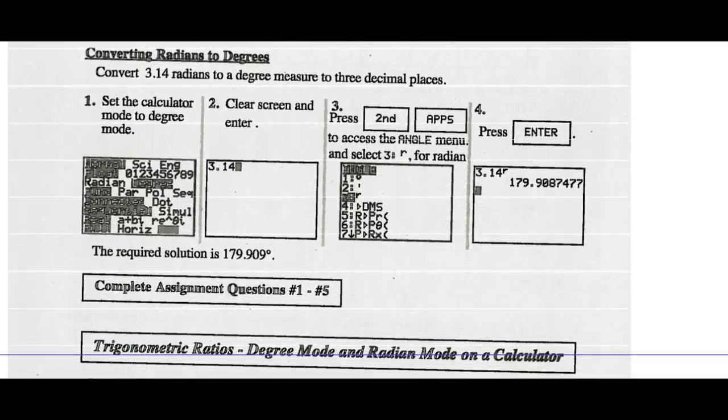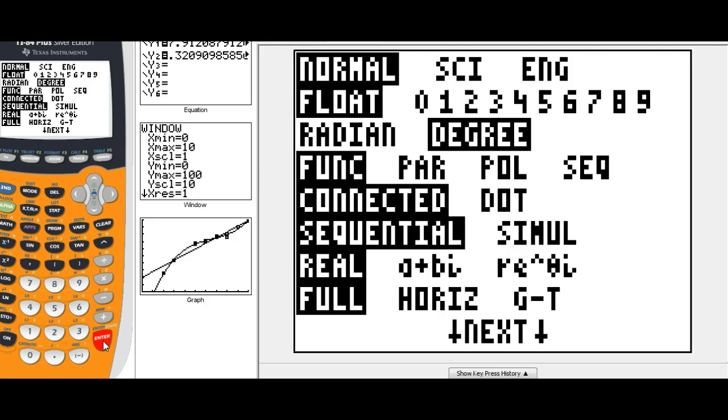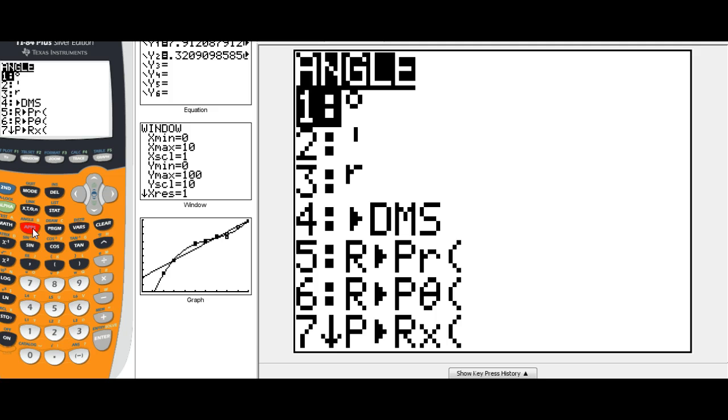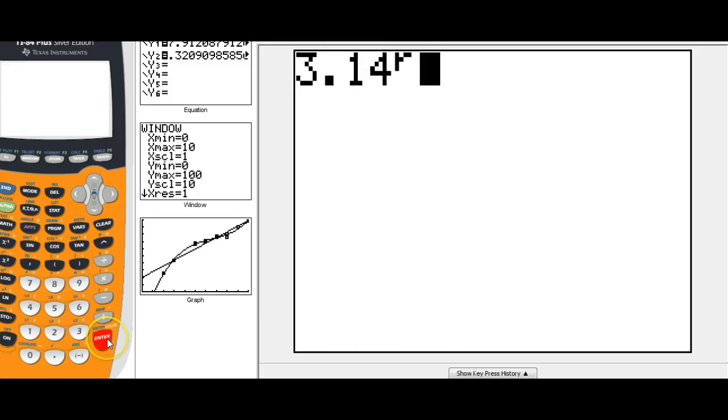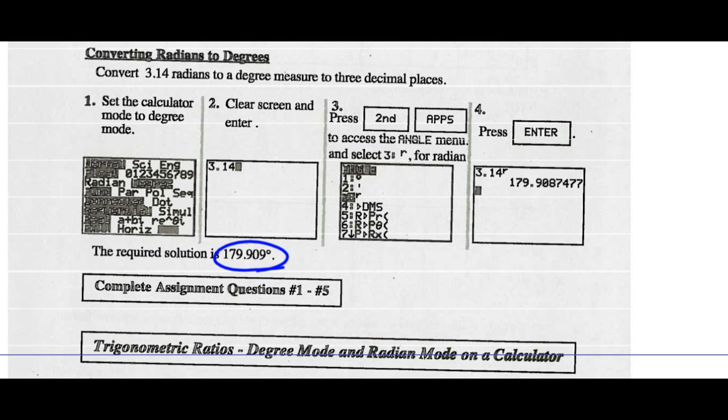Converting radians to degrees. Convert 3.14 radians to a degree measure to 3 decimal places. So again, it tells us how to do that. Set the calculator to degree mode, so let's follow along. Go to your mode, set it to degrees. Clear the screen and enter 3.14. Hit your second apps, which is your angle menu, and you want to go down to radians, which is number 3. So 3.14 radians, you press enter. In degrees, that's 179.909. So to 3 decimals, 179.909. Nice. All right.